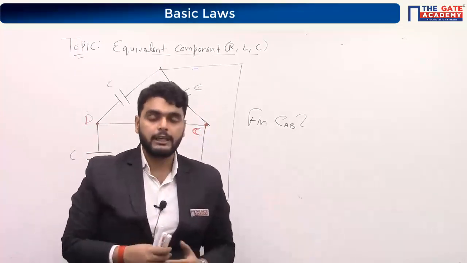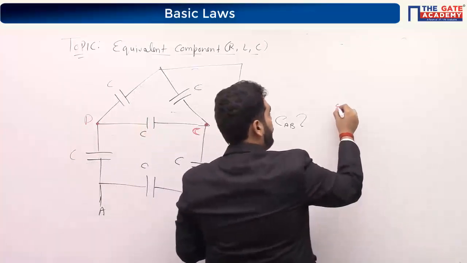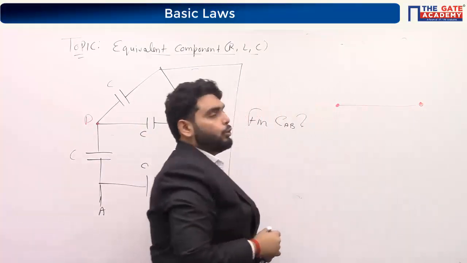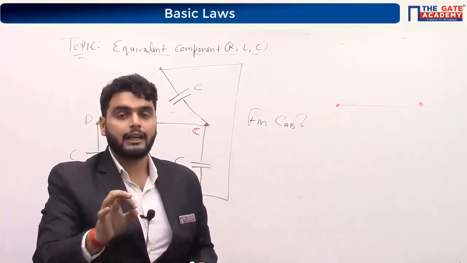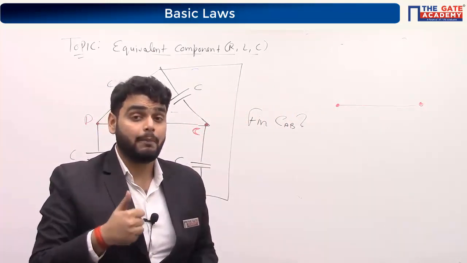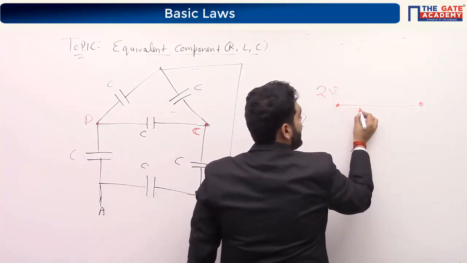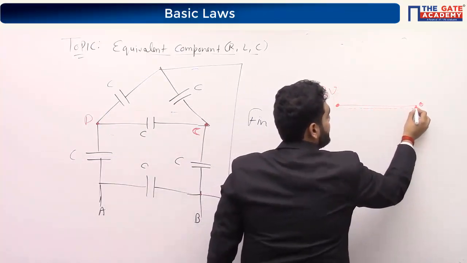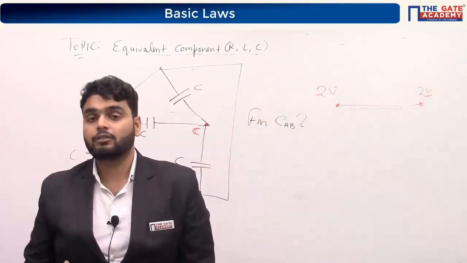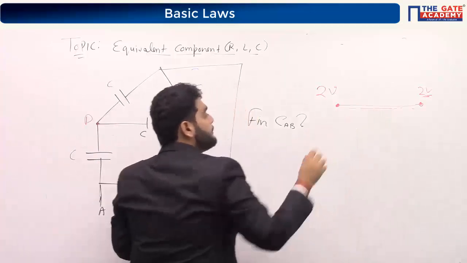So what does it mean? That if between two nodes there is not any element present, then there is not any voltage drop. For example, if this is 2 volt, and there is not any element present in this branch, then here the voltage is also 2 volt because there is not any voltage drop. Then both nodes will be at the same potential.